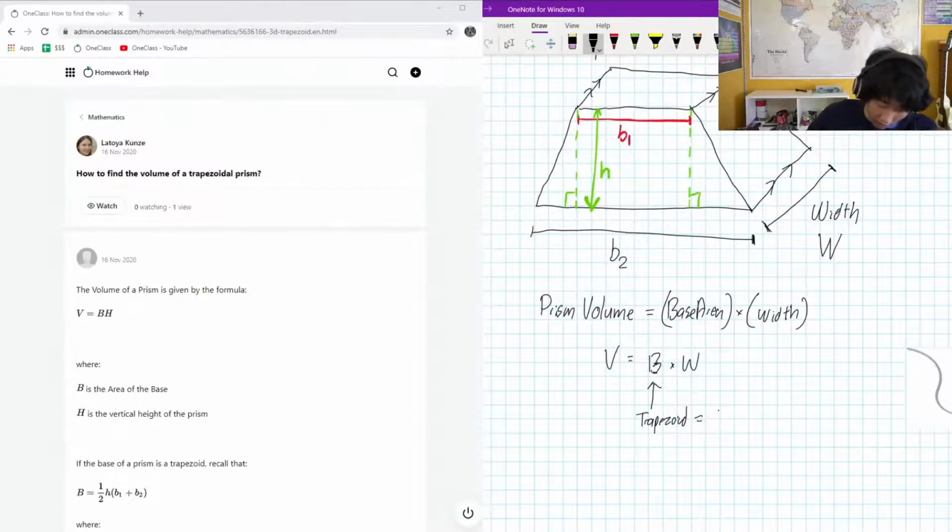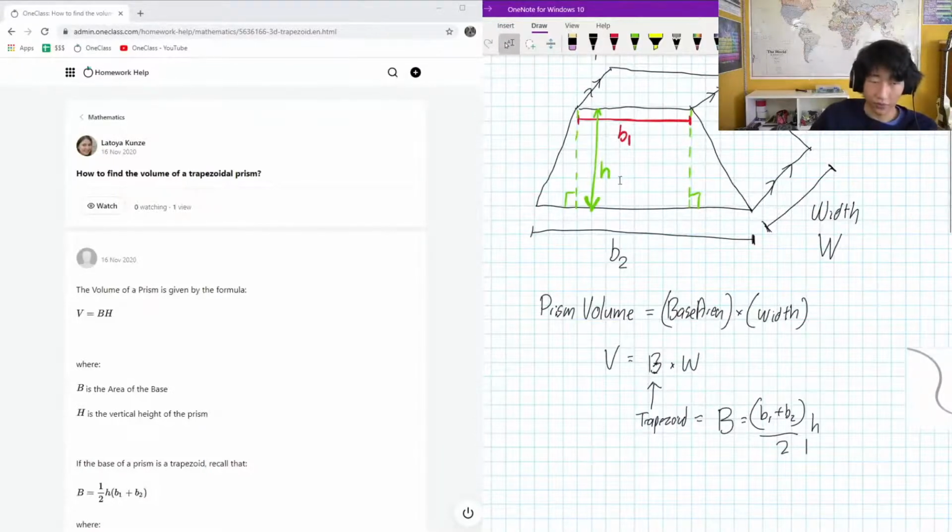Okay, and to find the area of the base for a trapezoid, we know that the base area B is going to be the average of B1 and B2. So that's going to be B1 plus B2, all divided by 2, multiplied by h, which is the height right here. Okay, so that will be the area of the trapezoid.